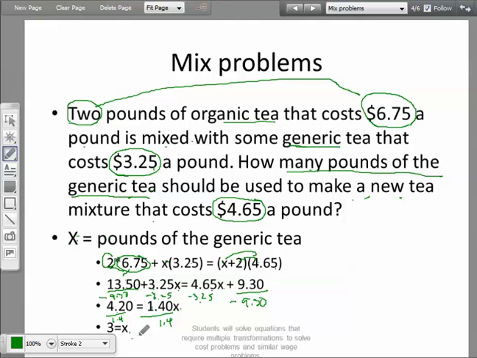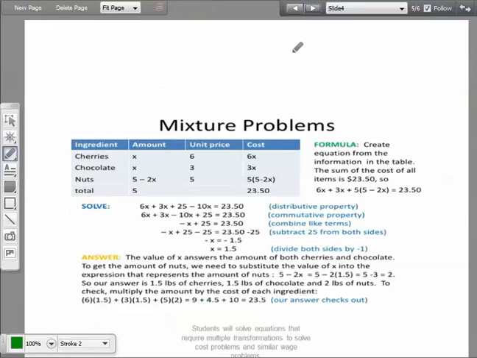equal to 3. That means 3 pounds of the generic tea mixed with the 2 pounds of the organic tea, and you'll wind up with a total of 5 pounds. But this is what the question is asking, 3 pounds of the generic tea. Okay? Let's try another one here.